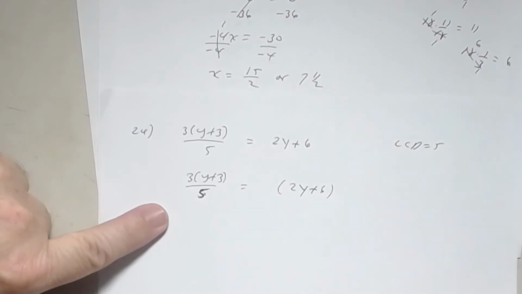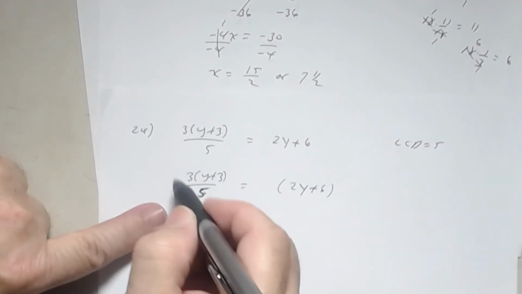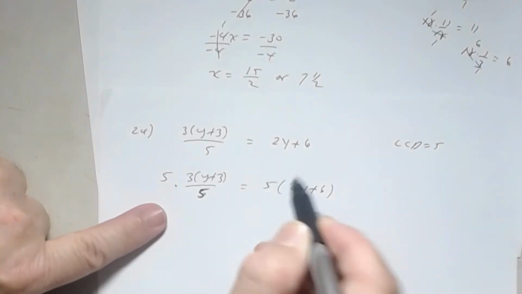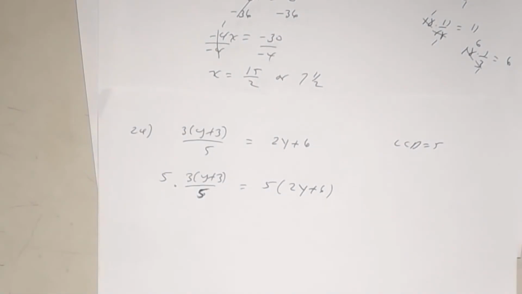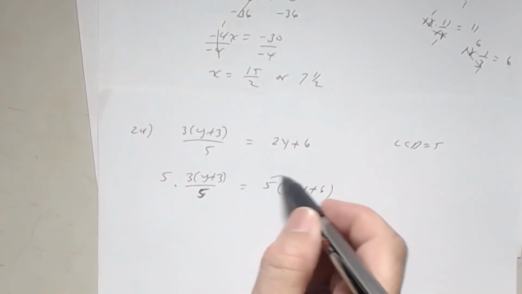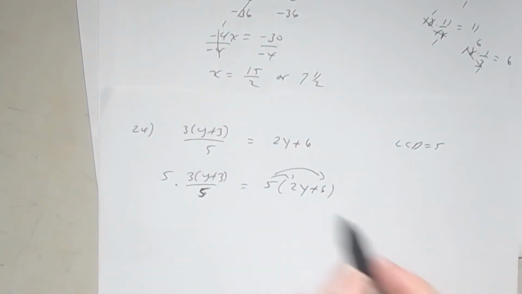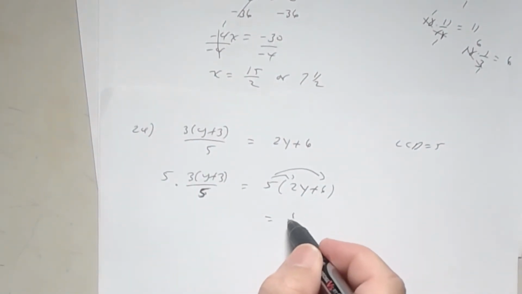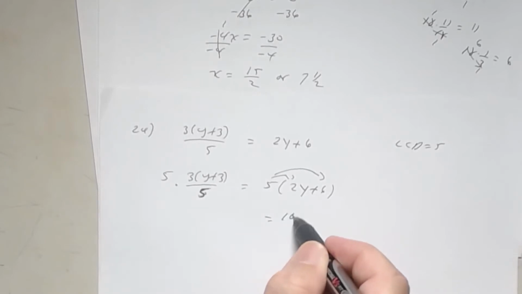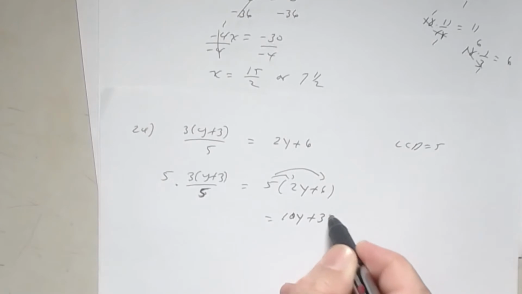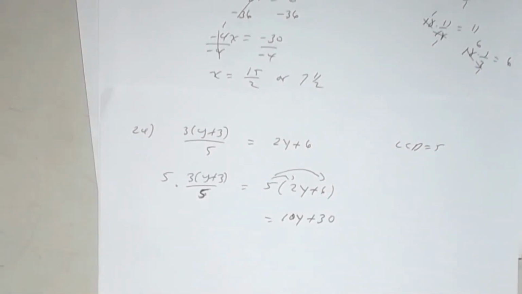But then you also have to multiply both sides by what now? So you can say times 5, just like this. Okay. Now there are several ways you can do this. So the right side, that's easy. You're going to use what property? Distributive property. So on the right side, you're going to get what expression? 10y plus 30.